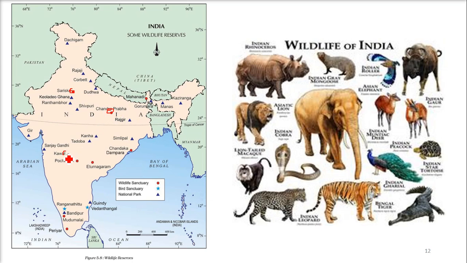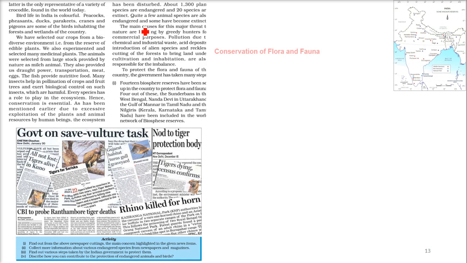All these red ones are wildlife sanctuaries, and these stars are bird sanctuaries. And then we have this blue triangle, these are national parks. So government is doing a lot to save the ecosystem, save the flora and fauna. That is why we have wildlife and bird sanctuaries, and also national parks.